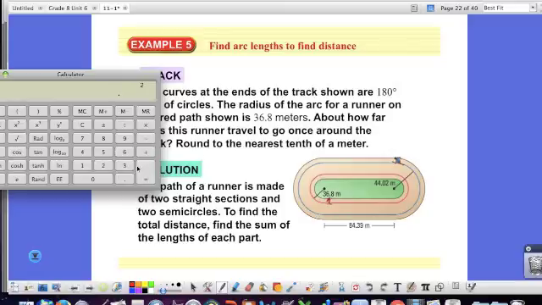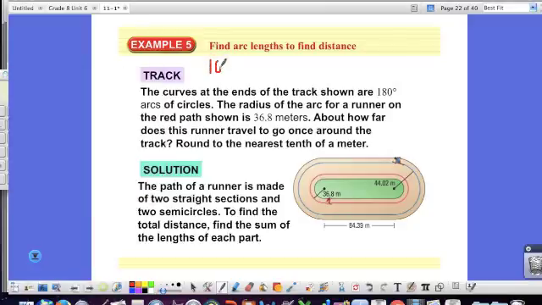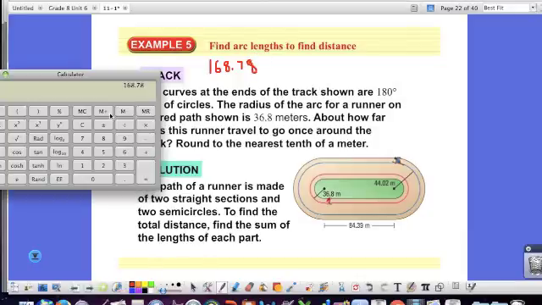We have two of those, and so that's going to be 168.78. Now we have two semicircles. They're going to add up to a whole circle.